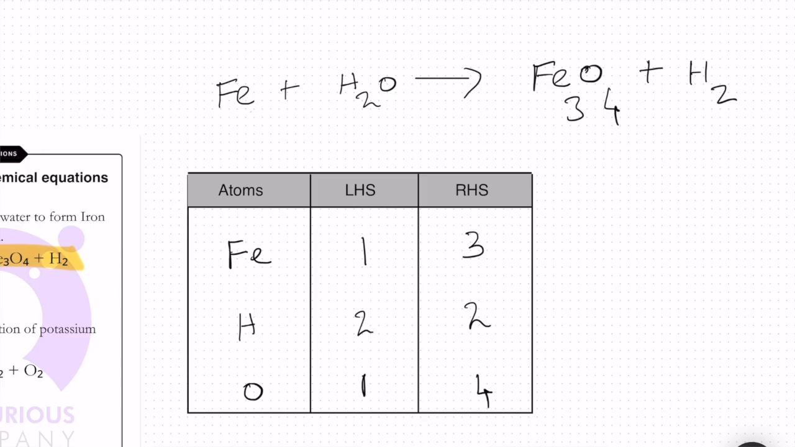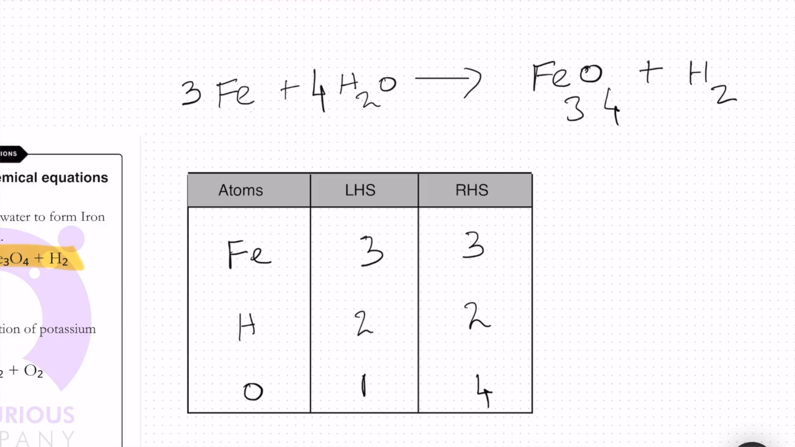So in the case of iron, there is a singular iron atom in the LHS. So it is very easy to multiply by 3 in the LHS, so that the iron atom in the LHS becomes 3. How about the RHS then? What happens to oxygen? Since we need 4 oxygen, let's just multiply by 4 here and see what happens.